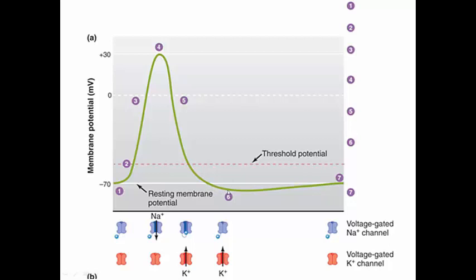So by the time they have closed, enough potassium has left to drop below the resting membrane potential. And then, once all those potassium channels have closed, which is what we see over here, the sodium-potassium pumps kick in and restore the concentration of sodium and potassium on opposite sides of the membrane, taking us right back to a resting membrane potential of -70.